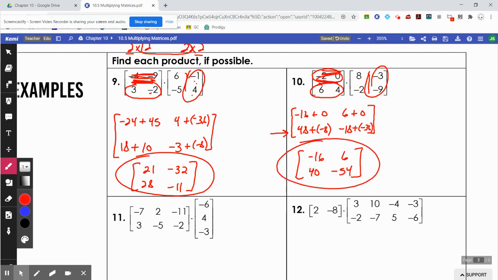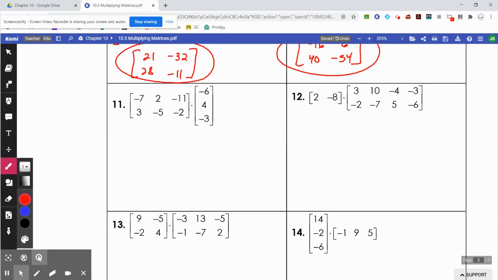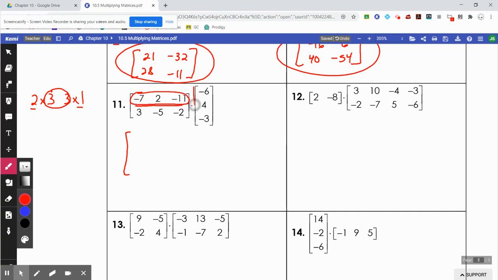Number 11. First check and see, can it be multiplied? This is a 2 by 3 and a 3 by 1. The middle numbers match up. They can be multiplied. Your answer should be a 2 by 1. So I'm going to prepare 2 rows. Start with rows by columns. Start with your first row. Multiply it by your first column. And that's the only column you have.